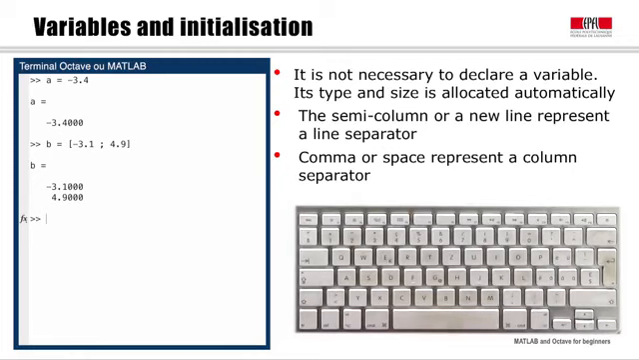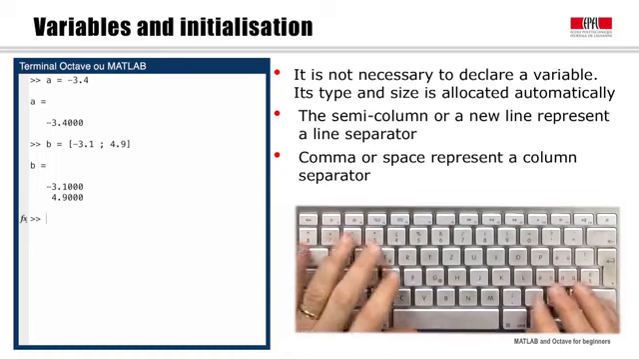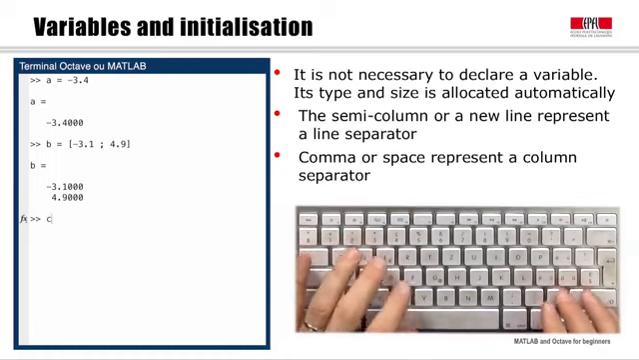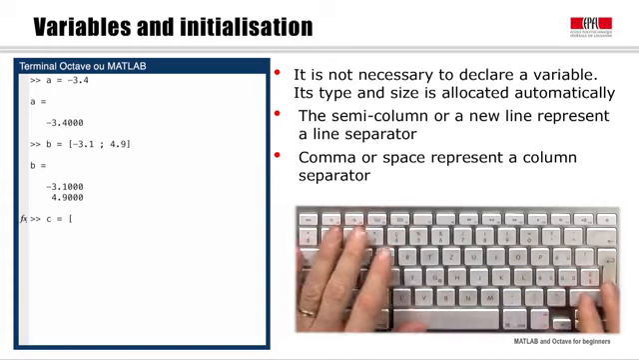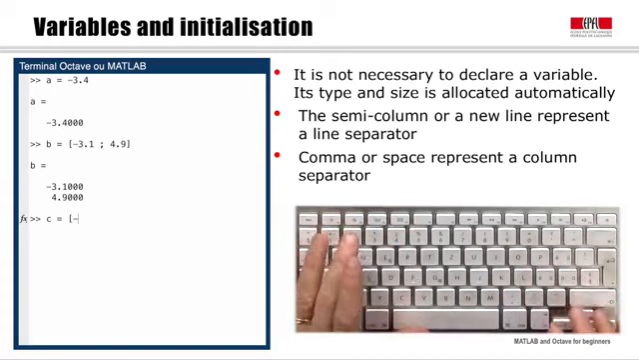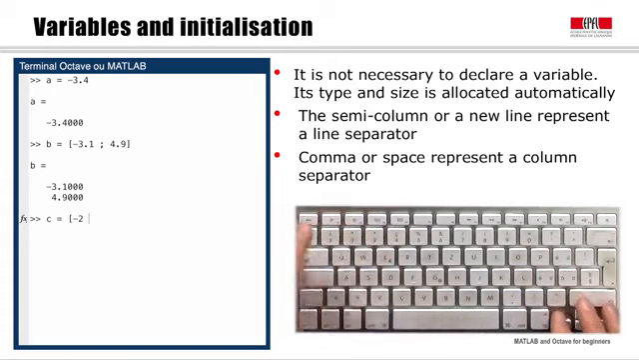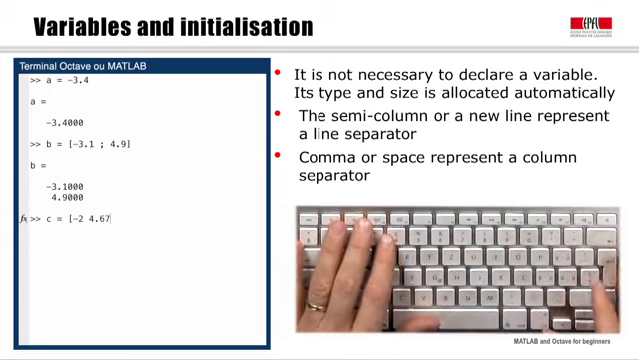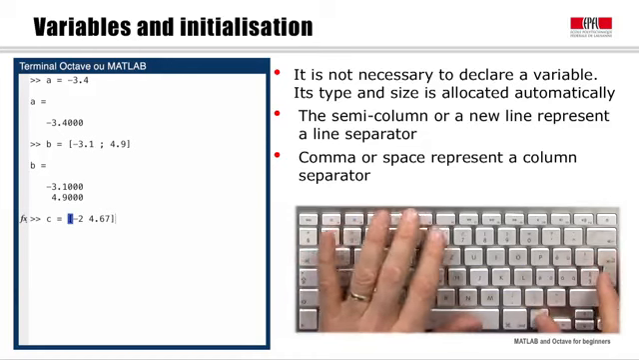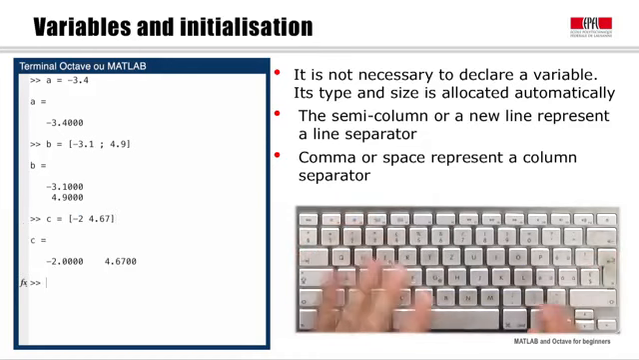I can also define row vectors, like for example c equal to a row vector -2 4.67. Then I use the brackets, and instead of using semicolons I have to just put a space. Then I can close the brackets again. And here is my new variable.